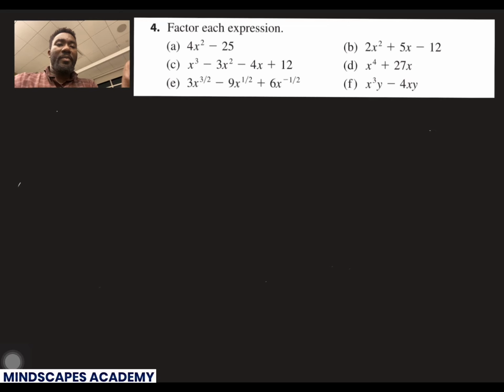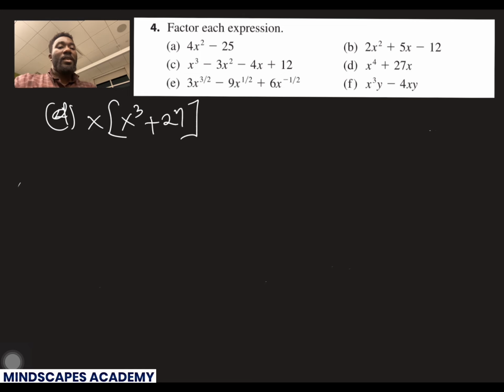All right, for the fourth problem, what can we notice? We notice that x is common to both sides. So we take x outside. When you take x from x to the power 4, you're left with x to the power 3. Then when you take x from 27x, you're left with what? 27. Now that's the first step.